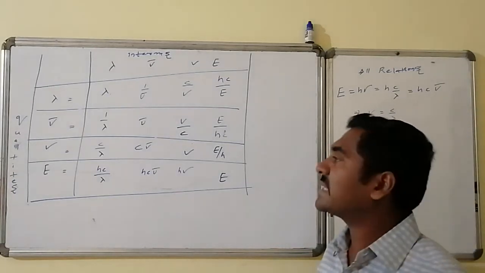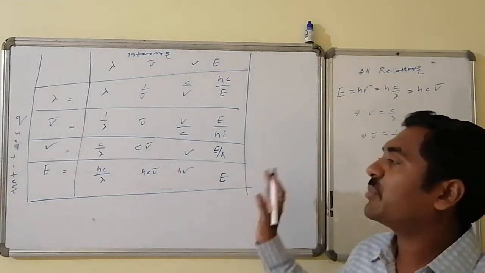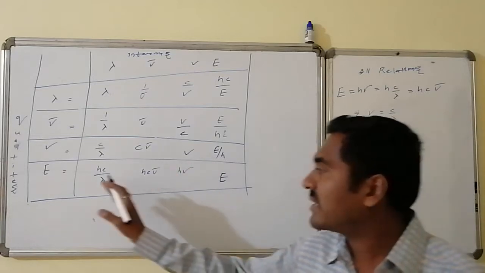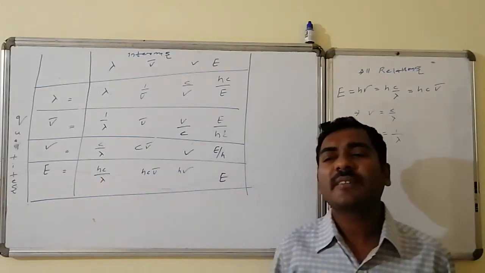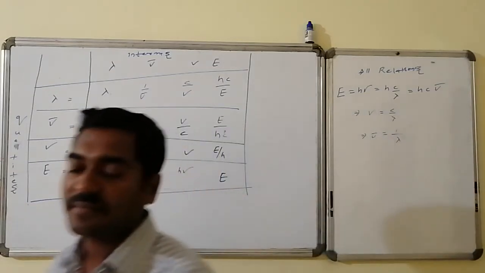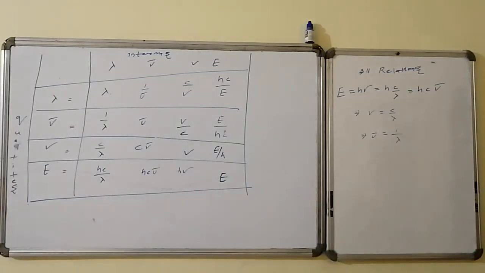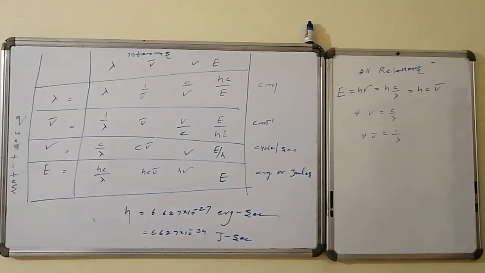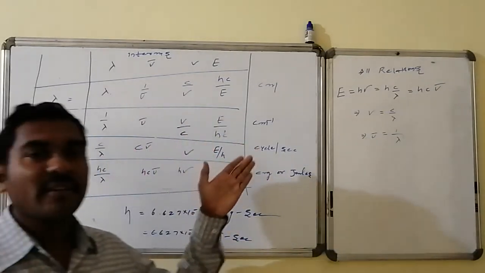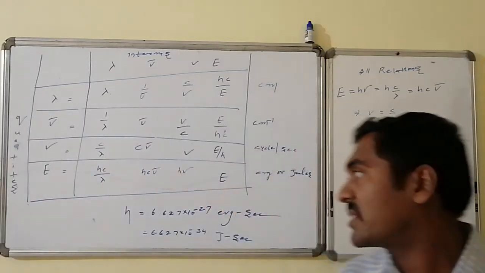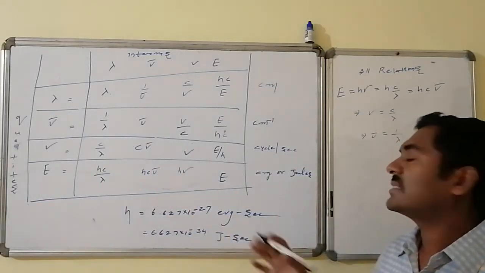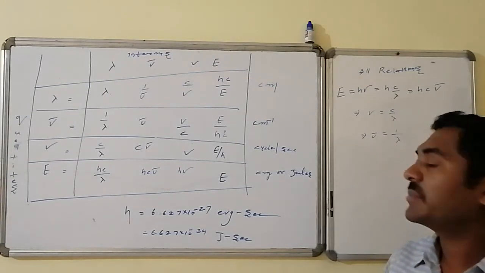by E. In the same way, wave number in terms of all parameters, frequency in terms of all parameters, energy in terms of all parameters is like this. This table is important to try to remember. And the corresponding units: lambda, centimeter or meter; wave number, centimeter inverse or meter inverse; frequency always the same, that is cycles per second, which is also known as hertz; whereas energy in CGS system is ergs and in SI system it is joules.